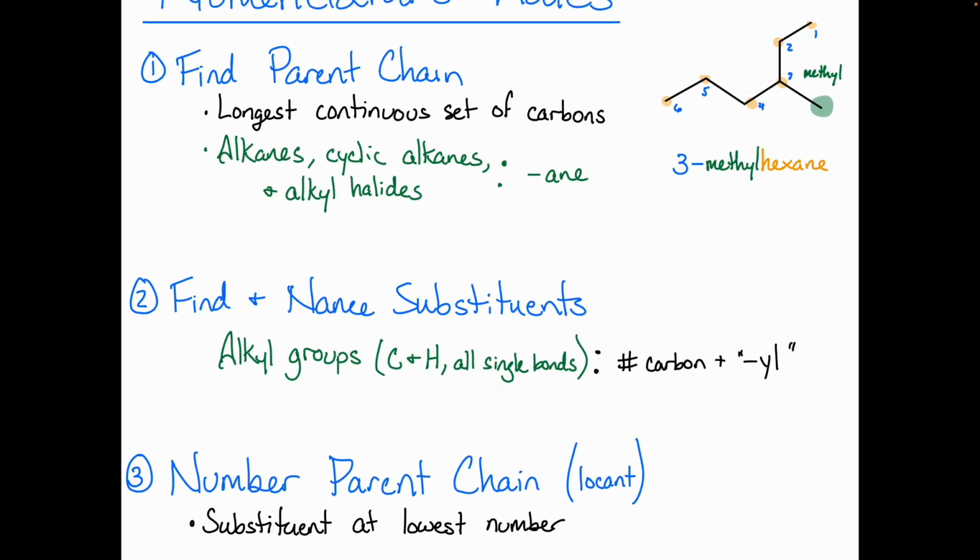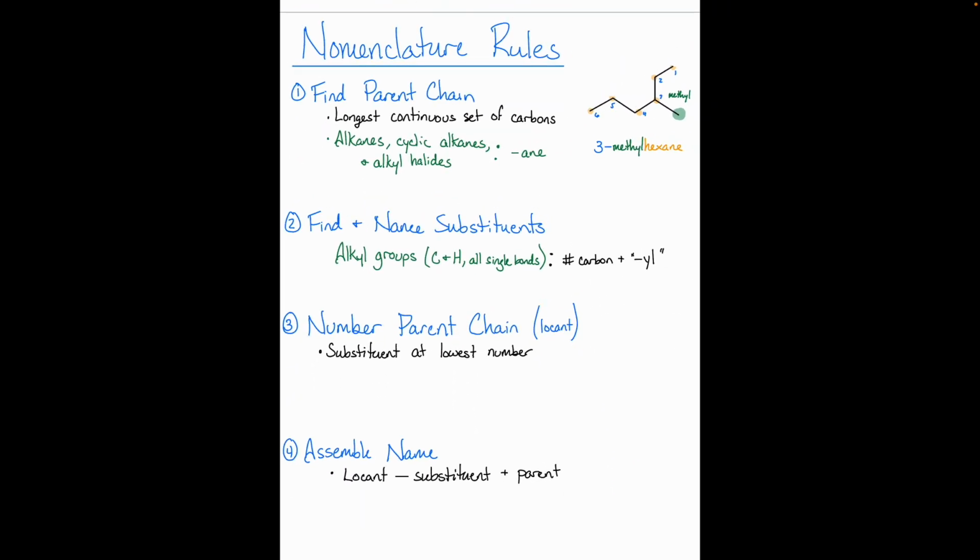Okay, so we're going to find our parent chain. Then we're going to find and name our substituents. We're going to number our parent chain, and then we're going to assemble our name. All right, and these are the same 4 steps that we're going to do for every molecule that we encounter. So before we complicate things and get to some special cases here, I want everybody to take a second and name these 2 molecules for me.